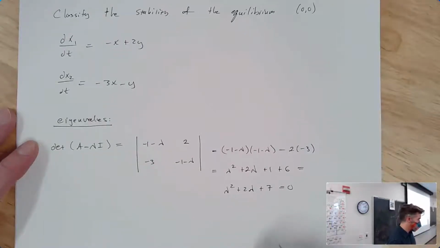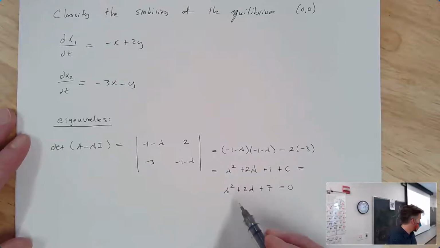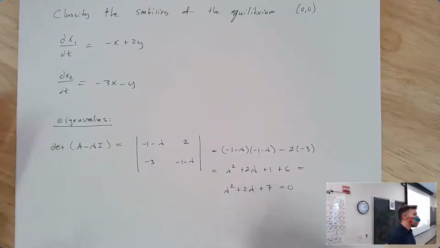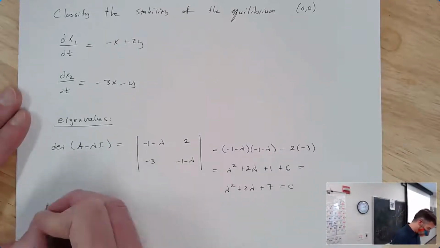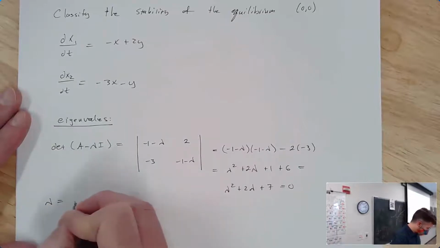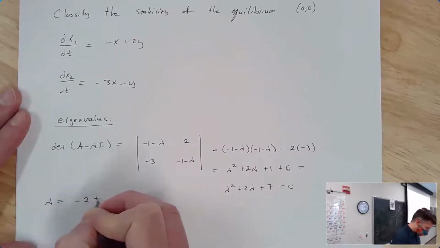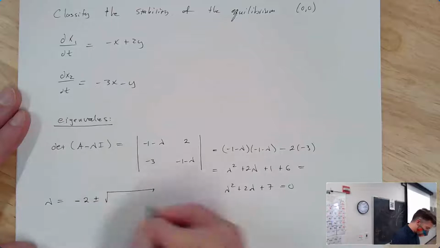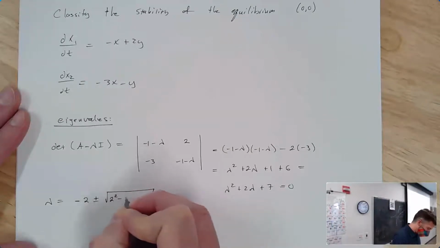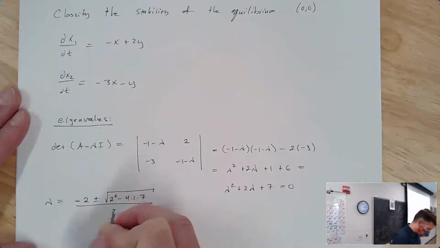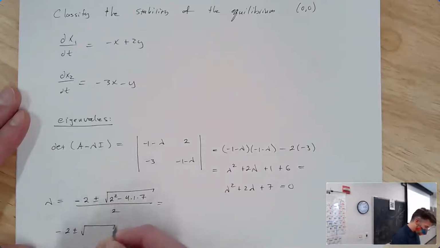So solving this, it looks like we need to break out the quadratic formula. There's definitely no way this factors. It might have been better just to go straight to the trace determinant method; that also would have worked out fine. But with the quadratic formula, lambda is equal to -2 plus or minus the square root of 2 squared minus 4 times 1 times 7, all over 2, which is -2 plus or minus the square root of 4 minus 28, which is -24.